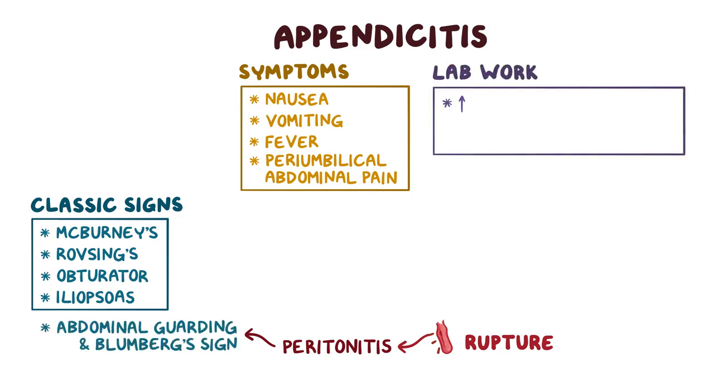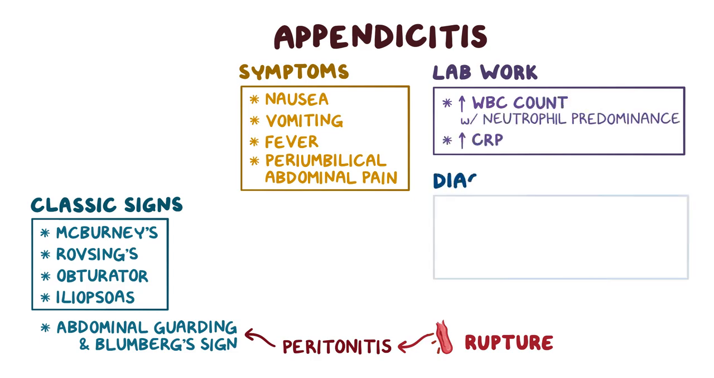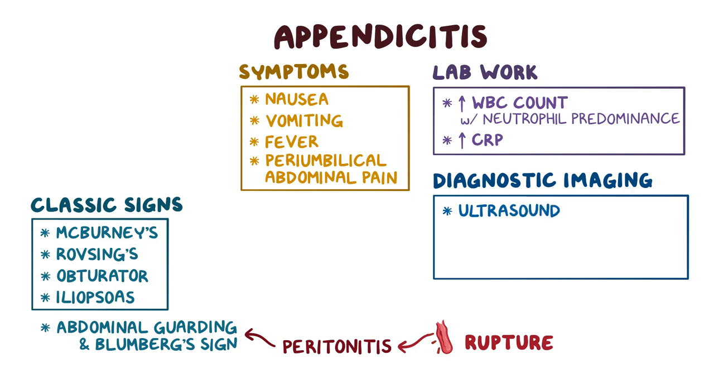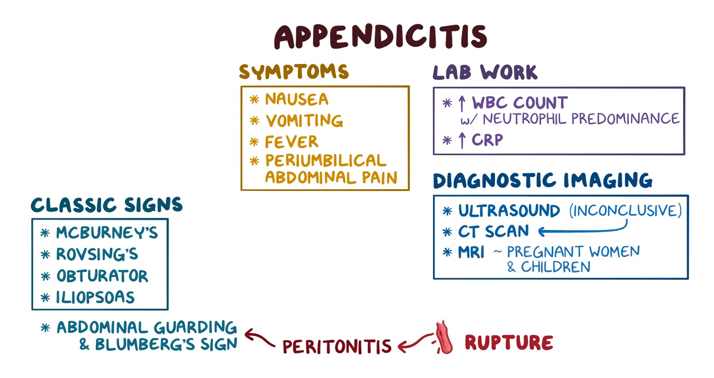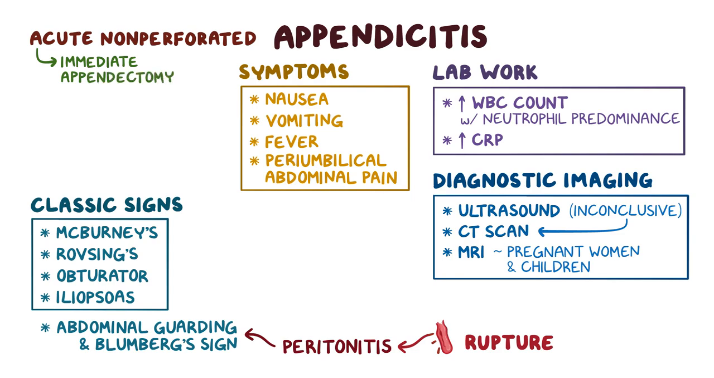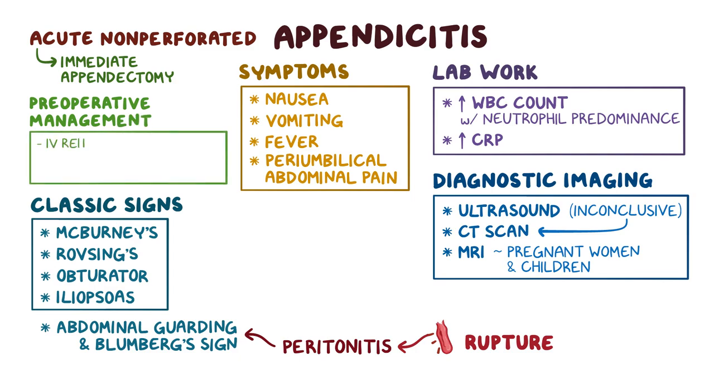Typically, there's an elevated white blood cell count with a neutrophil predominance, and an elevated CRP. Ultrasound is the preferred first choice, while CT scan is done as follow-up if the ultrasound is inconclusive. MRI is recommended over CT scan in pregnant women and children who can cooperate. For acute non-perforated appendicitis, immediate appendectomy should be performed within 12 hours of diagnosis. Preoperative management includes intravenous rehydration, correction of electrolyte abnormalities, and prophylactic antibiotics.